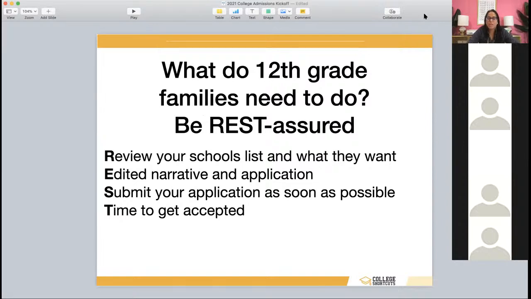S, submit your application as soon as possible. Do not wait for an extra letter of recommendation. Do not wait for a score to come in. You can submit those later. Make sure that you submit as soon as possible. And T, it's time to get accepted.